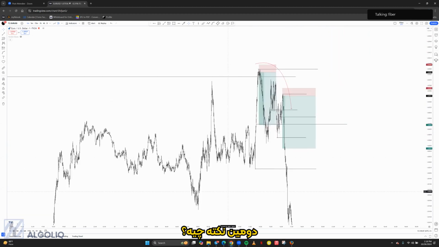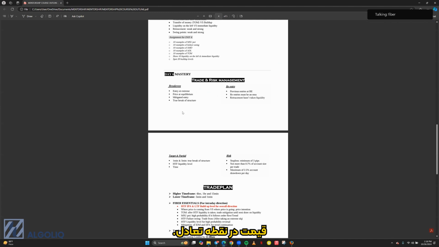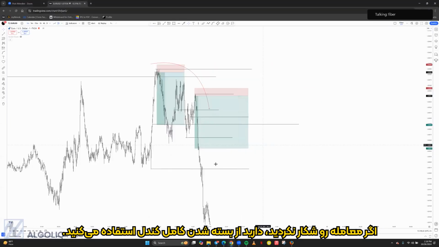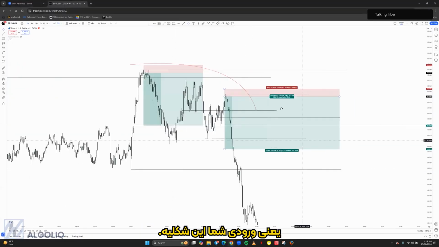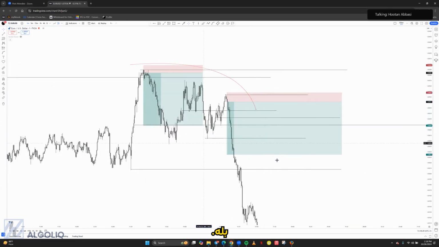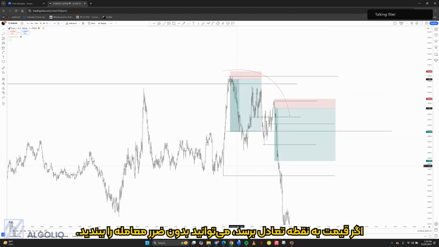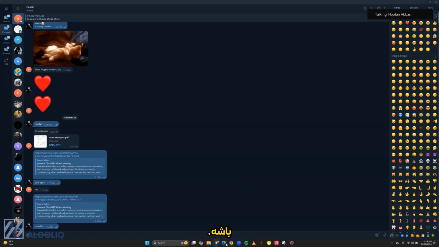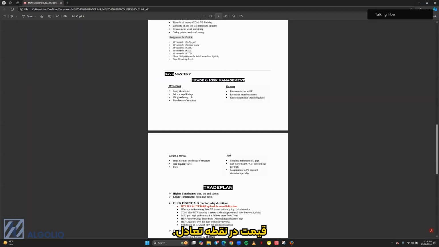The second one is price at equilibrium, which is also similar to the extreme. If, for example, you didn't snipe the trade, you are using a pure candle closure, so that means your entry is like this. Let's say you have this kind of entry. If price should get to the equilibrium, you can also break even.